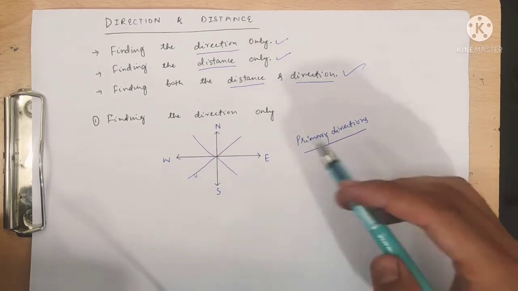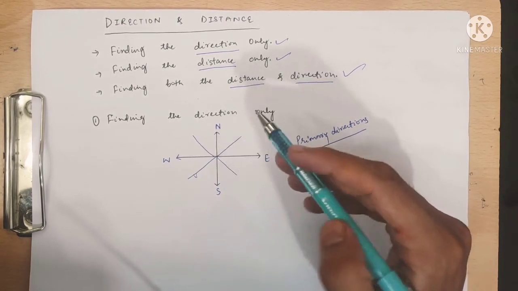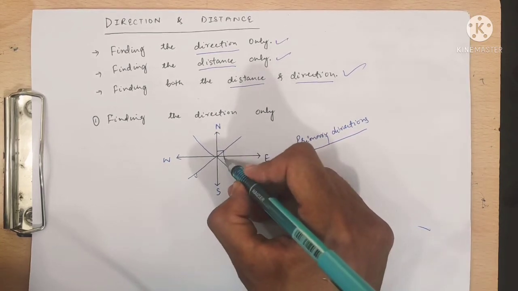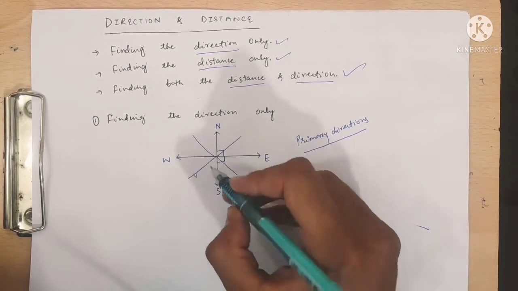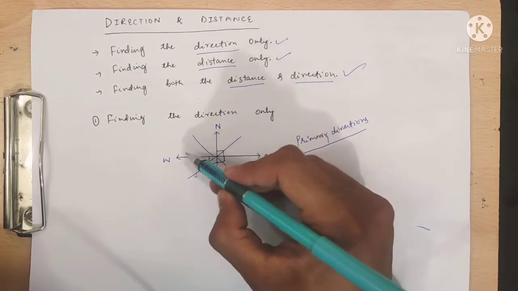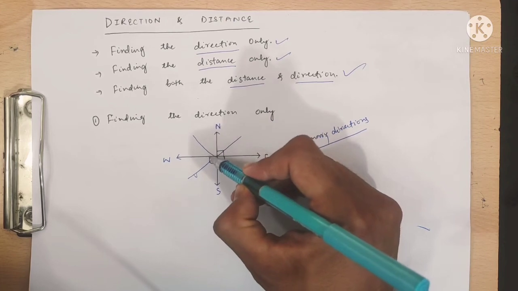One more point: north and east have a 90-degree angle between them. How much? 90 degrees. We have a 90-degree angle between east and south, and a 90-degree angle between south and west, and similarly a 90-degree angle between west and north.